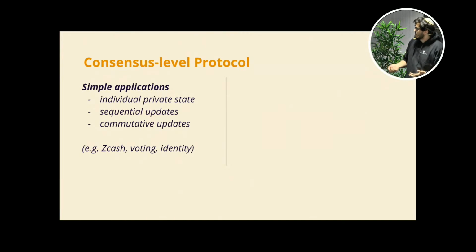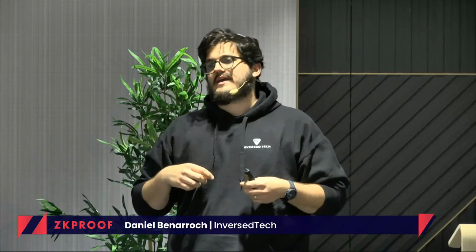And this is where Zcash or voting or identity comes in, where you can compute something locally, off-chain, and generate a proof that is going to go on-chain, right? For all of you familiar with privacy protocols and applications, this is where we're at.